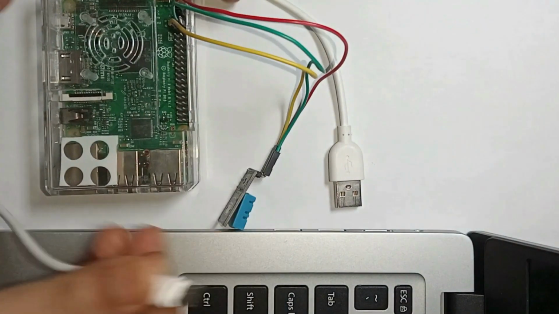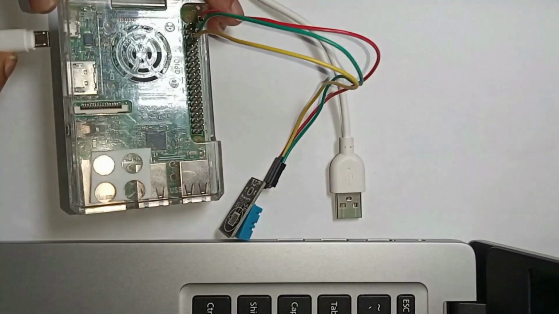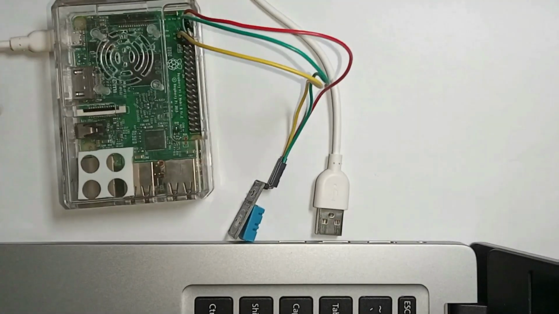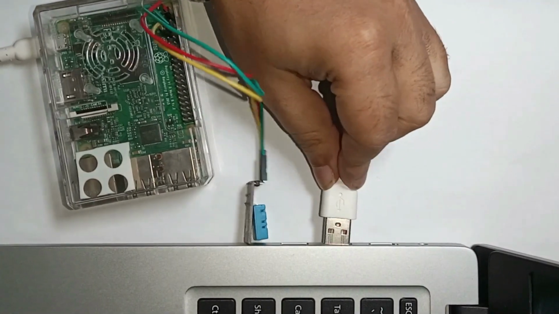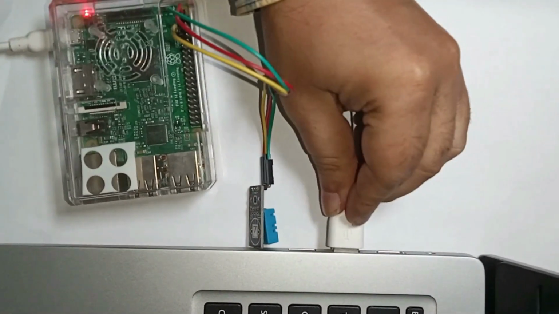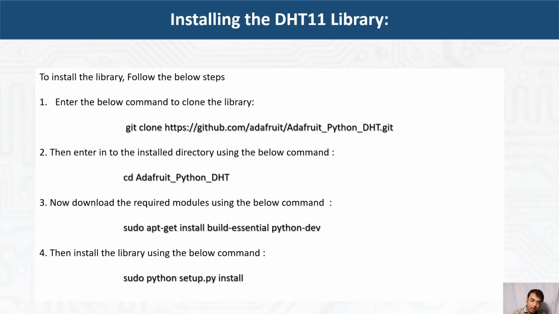Now I'll connect my micro USB type B to this Raspberry Pi and to my laptop. Guys, you can see the power is on. I'll tell you how to install the Adafruit library, or you can say DHT library, in your Raspberry Pi.